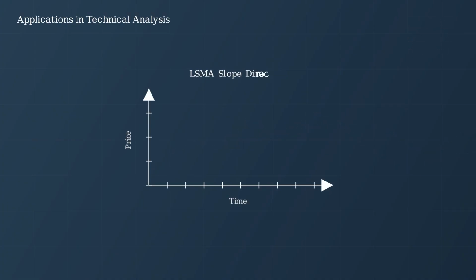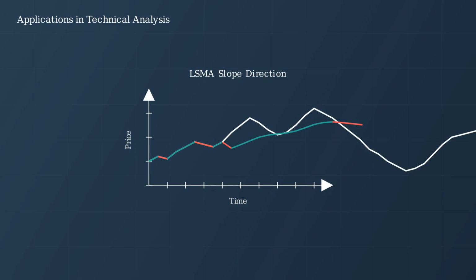Another valuable application of LSMA is analyzing its slope direction to gauge trend strength. An upward sloping LSMA indicates a bullish trend strength, while a downward sloping LSMA suggests bearish momentum. Traders often use the slope direction to confirm the strength of the current trend before making trading decisions.